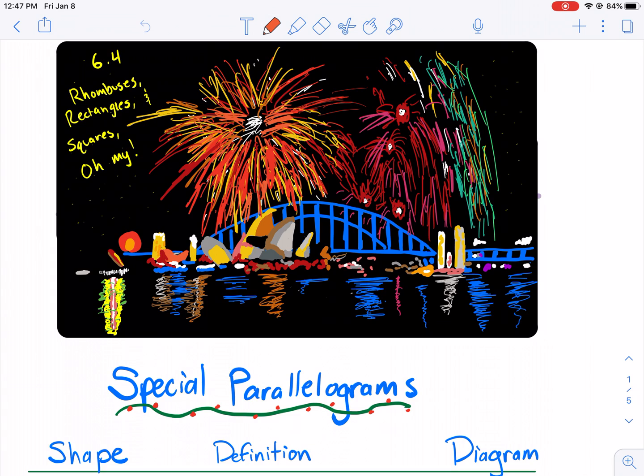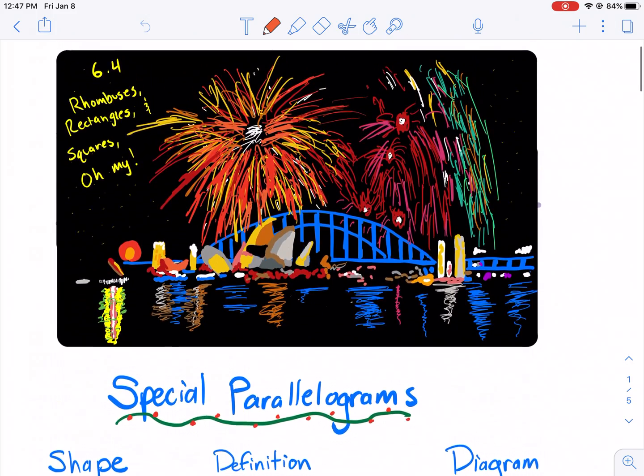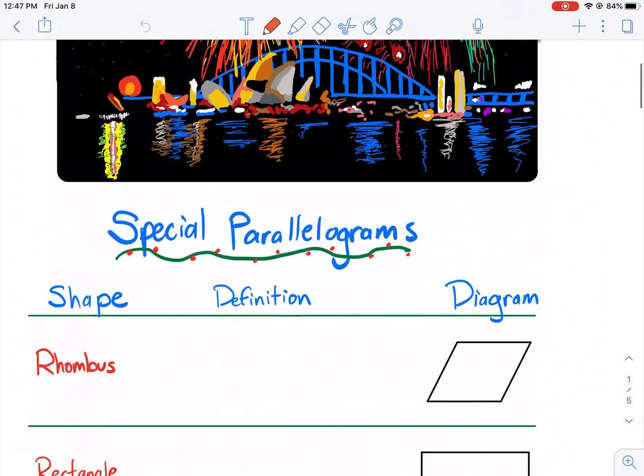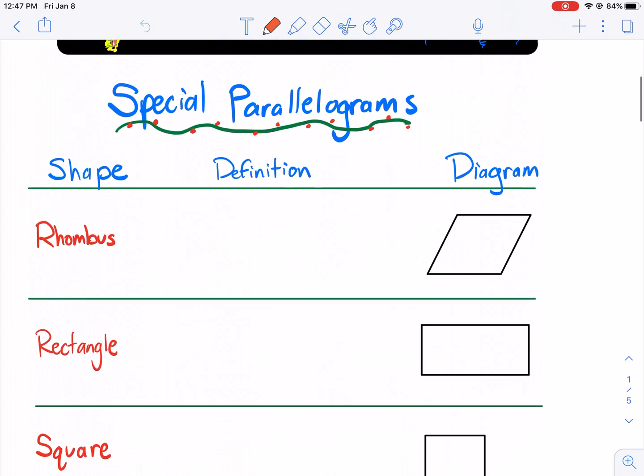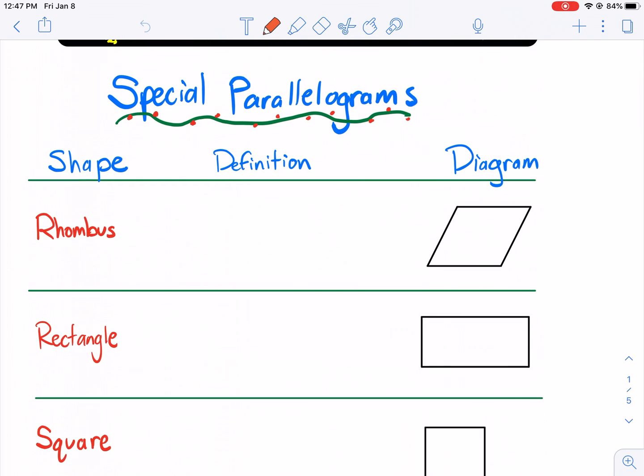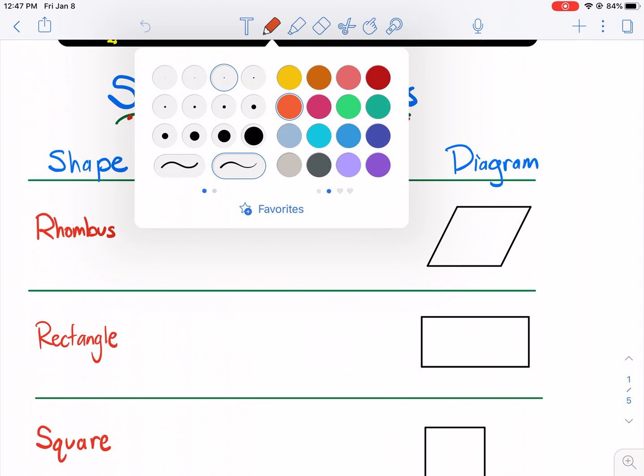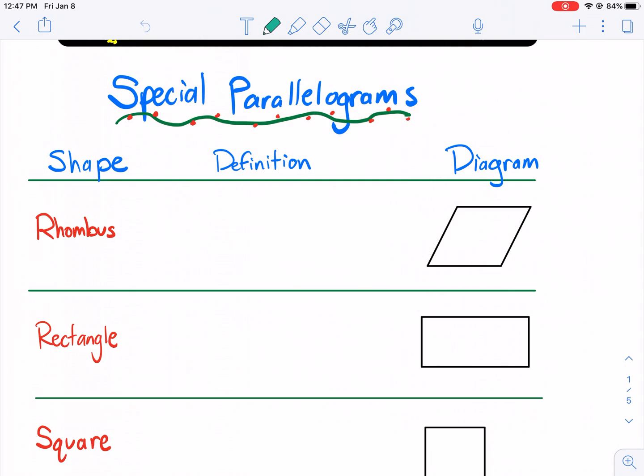Today we're going to be talking about section 6.4, rhombuses, rectangles, and squares. Oh my! So we have three different shapes which are all classified as parallelograms. Let's go ahead and get started. These are the special parallelograms. The reason why they're special is because not only are they classified as a parallelogram, but they have an additional attribute, and we're going to see what those are in just a moment.